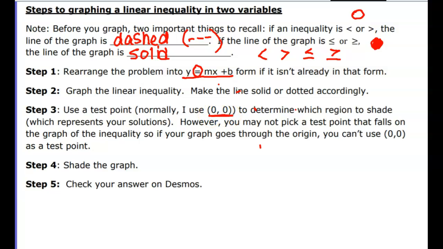However, you may not pick a test point that falls on the graph of the inequality. So sometimes, say you have a line that goes through the origin, we can't use a test point of 0, 0, so maybe you want to use something like 1, 2 or some other point that's not on the line. Then we'll shade the graph and then we'll check our answer on Desmos.